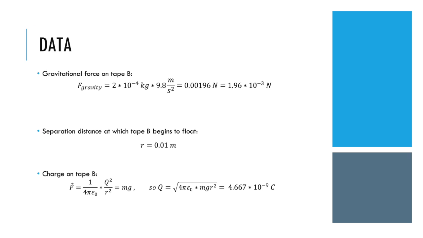Data. The gravitational force on B is just F equals mg, which is 1.96 times 10 to the negative 3 newtons. The separation distance is just a measurement, which is 0.01 meters. And then the charge on tape B is solved by having F gravitational equals F electric field, and we solve for Q, which gives us a Q of 4.67 times 10 to the negative 9 coulombs.